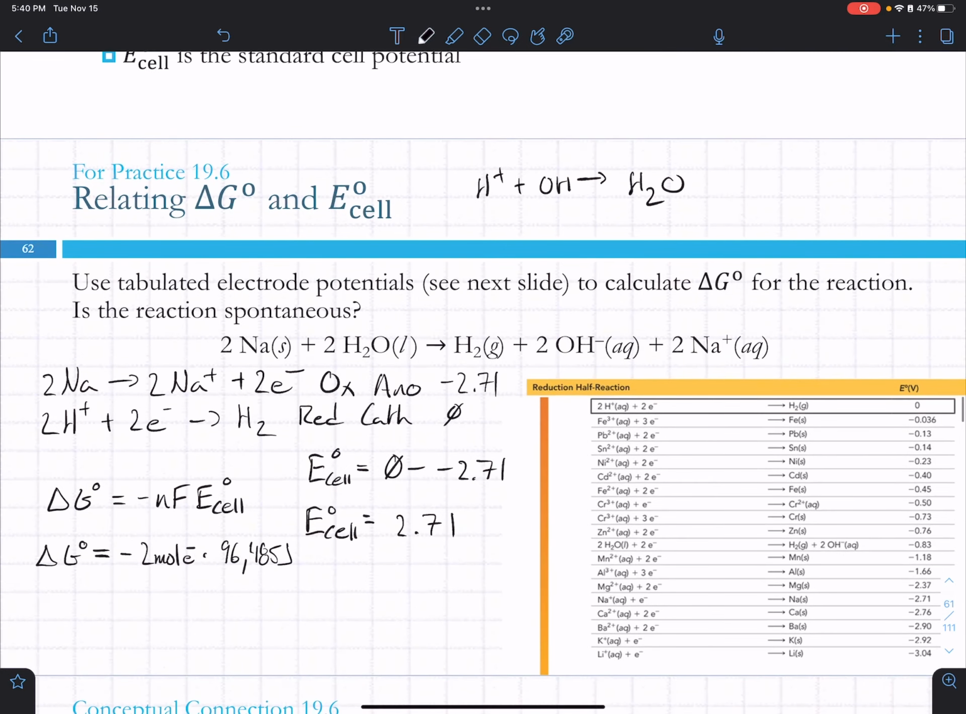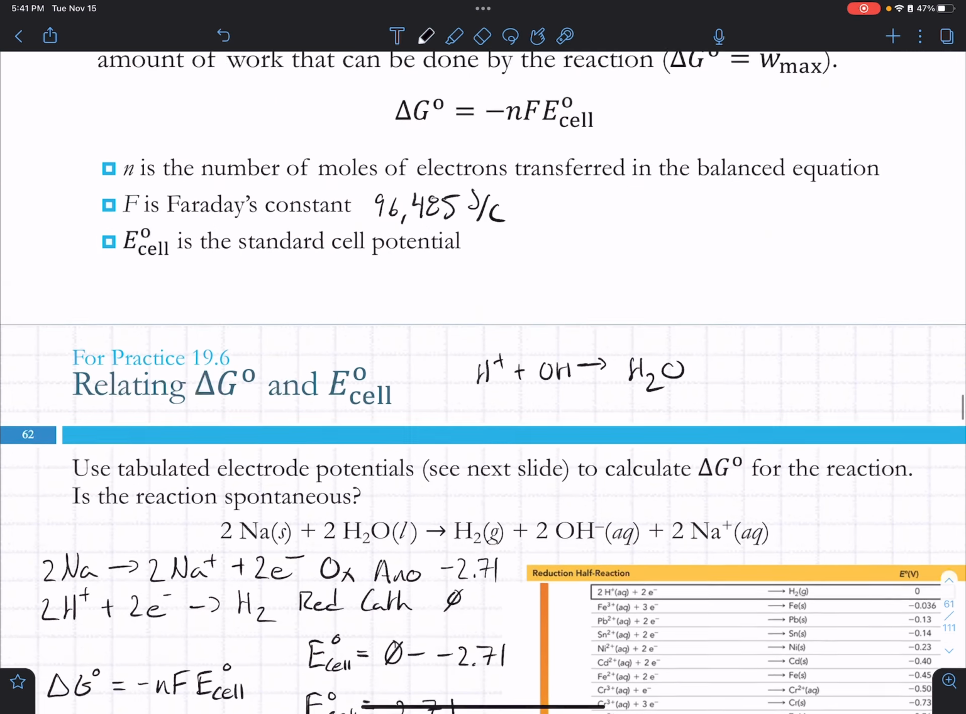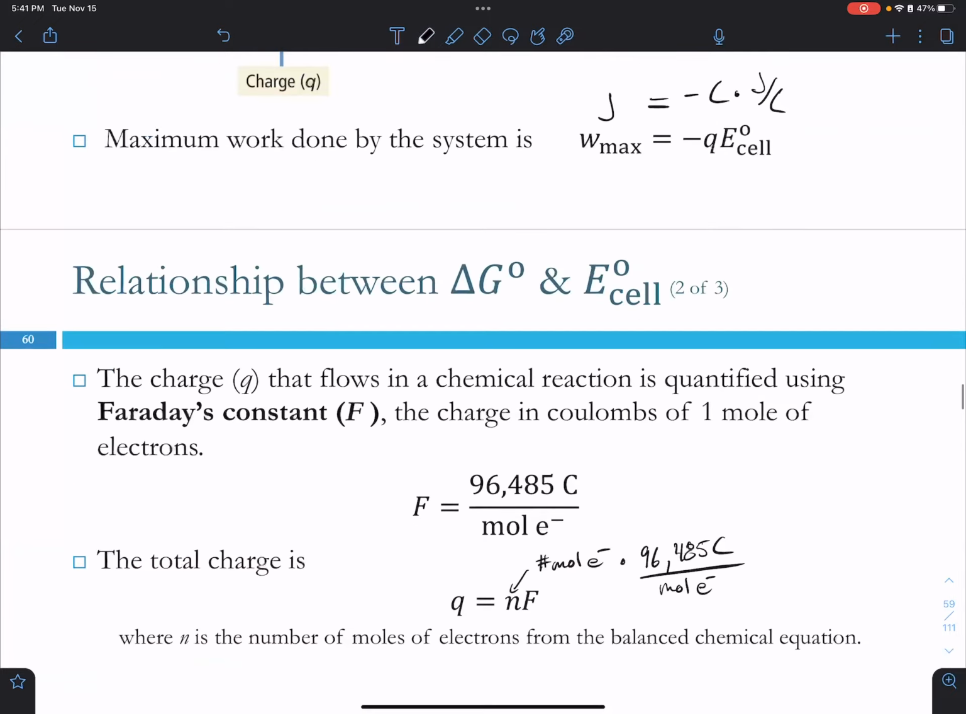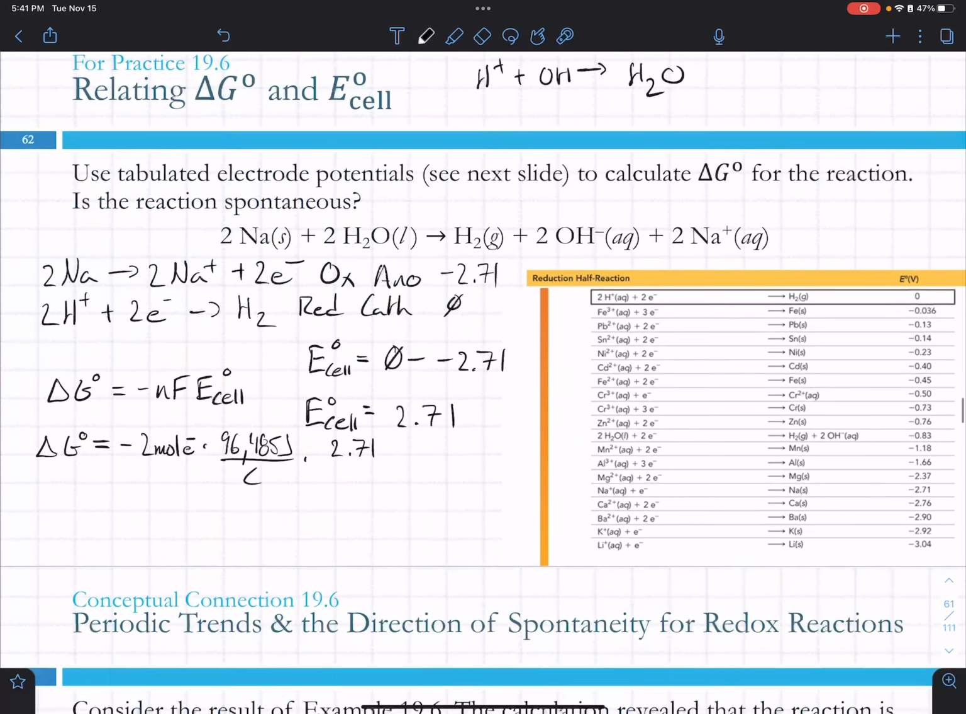Joules per coulomb times, wait, I think I got the units wrong for Faraday's constant. Coulombs per mole of electrons. Volts is joules per coulomb. So then delta G, standard conditions, is whatever that is.